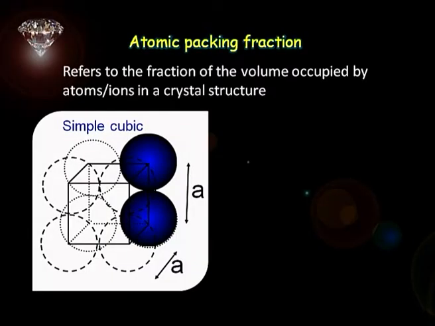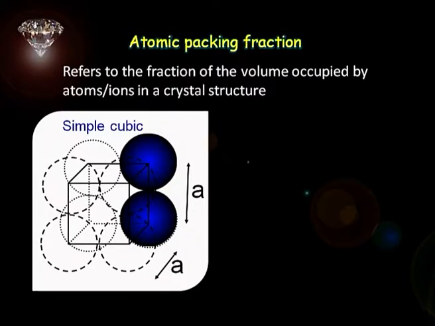The atomic packing fraction basically refers to the fraction of volume occupied by the atoms or the ions in a crystal structure. What it means is, if I have a cubic lattice or a cubic unit cell, out of that whole volume, the cell volume we talked about, what fraction is occupied by the atoms or the molecules or the ions in the unit cell. Now, we will try to compute the atomic packing fraction for the three different variants of cubic unit cells. We start with simple cubic.